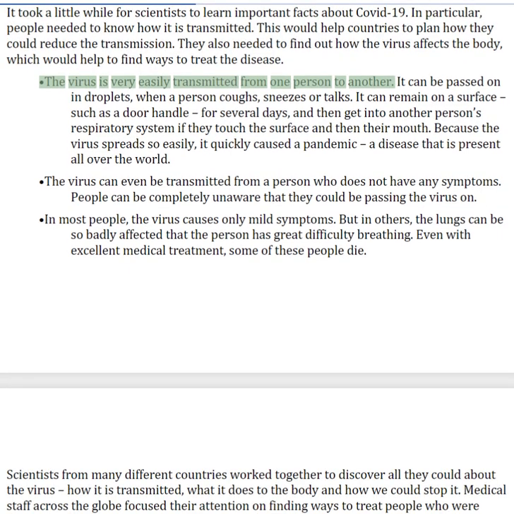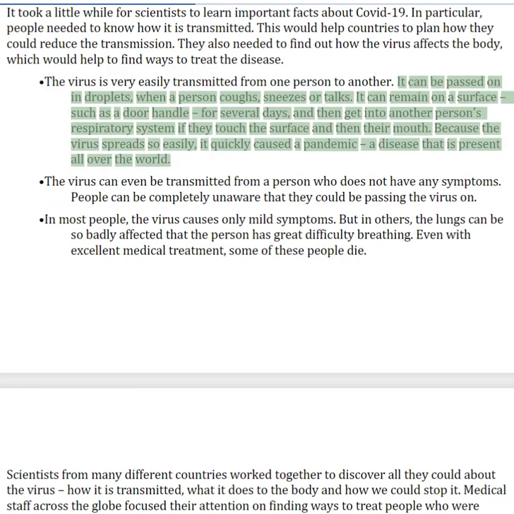The virus is very easily transmitted from one person to another. It can be passed on in droplets, when a person coughs, sneezes or talks. It can remain on a surface, such as a door handle, for several days, and then get into another person's respiratory system if they touch the surface, and then their mouth. Because the virus spreads so easily, it quickly caused a pandemic, a disease that is present all over the world.